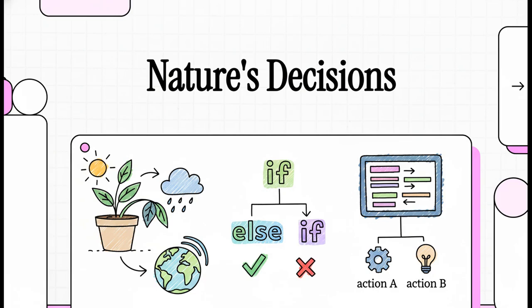Have you ever really stopped to think about how everything in nature is constantly making decisions? I mean, from a tiny little plant to the massive weather systems, it's all about cause and effect, right? Conditions and responses. So what if we could teach our code to think in that exact same way? To adapt, to respond, and to make smart choices, just like the world all around us. Well, let's dive in and see how we can do just that.